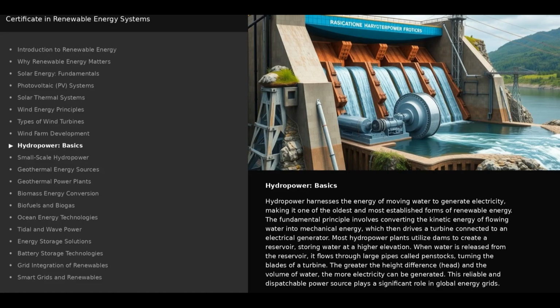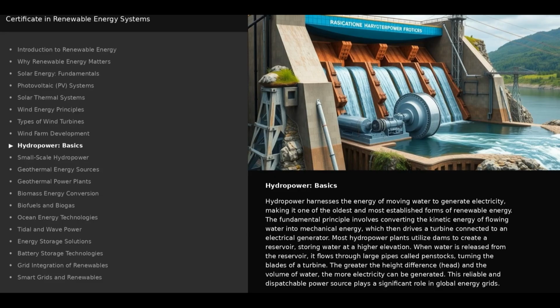Hydropower. Basics. Hydropower harnesses the energy of moving water to generate electricity, making it one of the oldest and most established forms of renewable energy. The fundamental principle involves converting the kinetic energy of flowing water into mechanical energy, which then drives a turbine connected to an electrical generator. Most hydropower plants utilize dams to create a reservoir, storing water at a higher elevation.